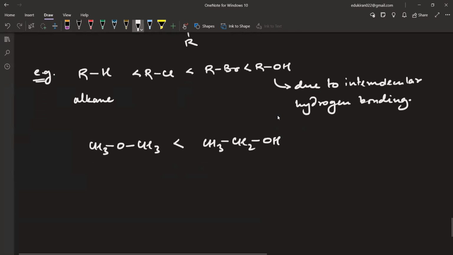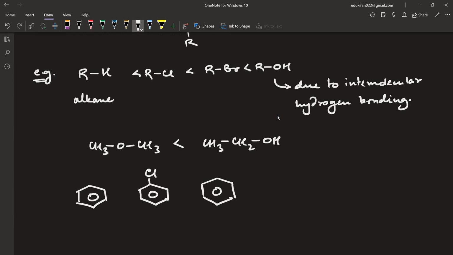Similarly, you can do a comparison between benzene, chlorobenzene, and phenol. Phenol will have a higher boiling point.